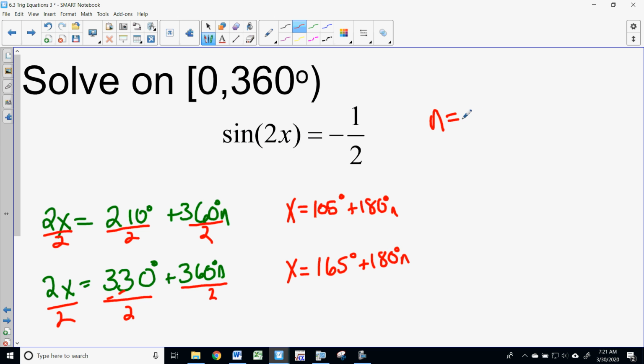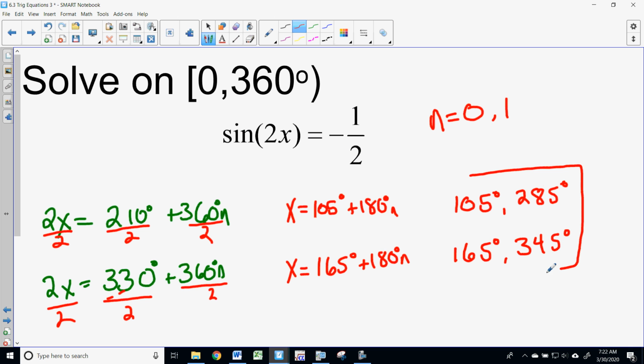So we start when n is 0, and we get 105 and 165. Then we go to n is 1, and we have 180 plus 105 is 285. And 180 plus 165 is 345. And there are our 4 answers. 0 and 1, two values of n, because we have a 2x.